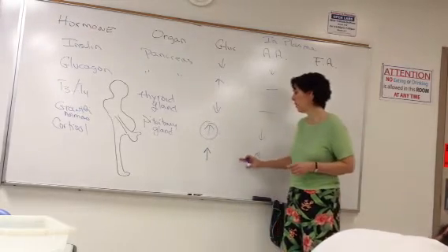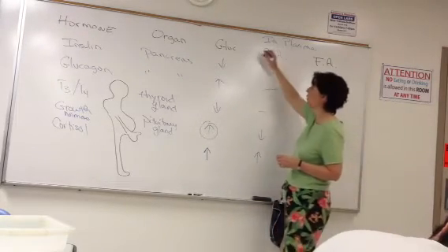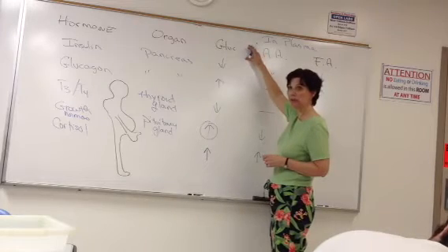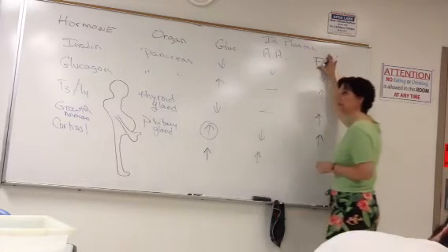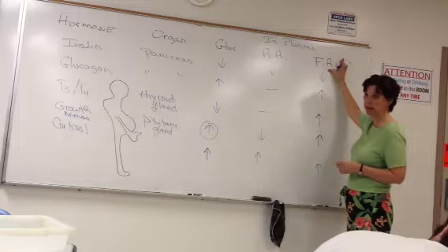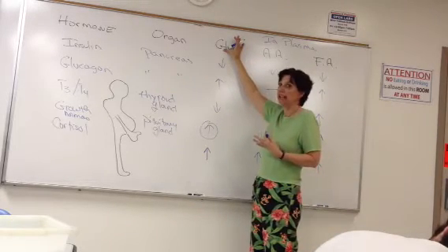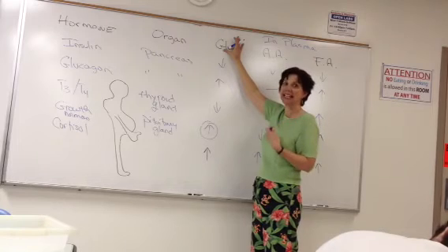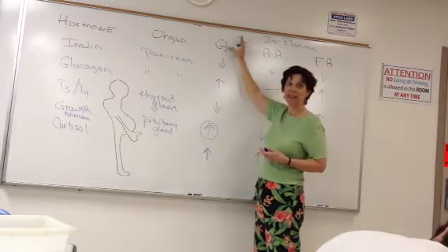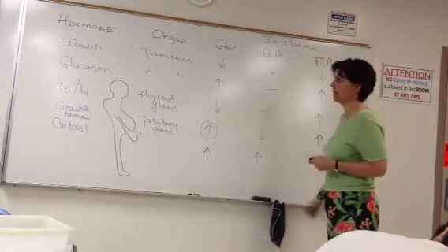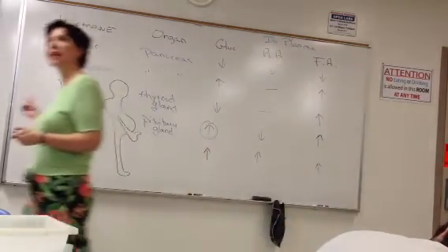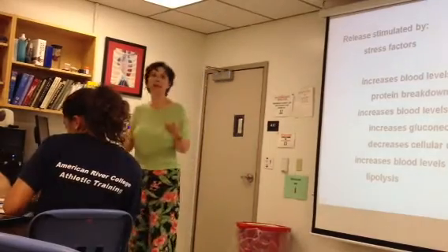All right? So whenever you see an increase in amino acids, proteins are being broken down. When you see an increase in fatty acids, fats are being broken down. When you see an increase in glucose, glucose is not being utilized and it stays in the blood. It's not being taken up into the cells. So that's the reason for those components.